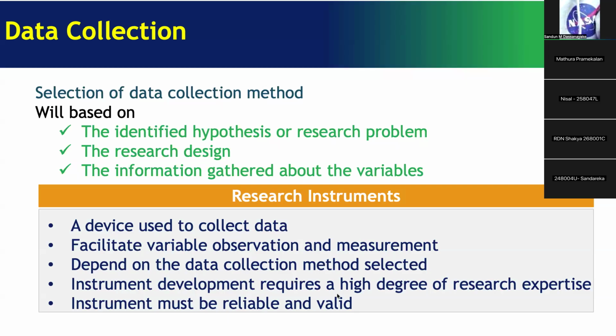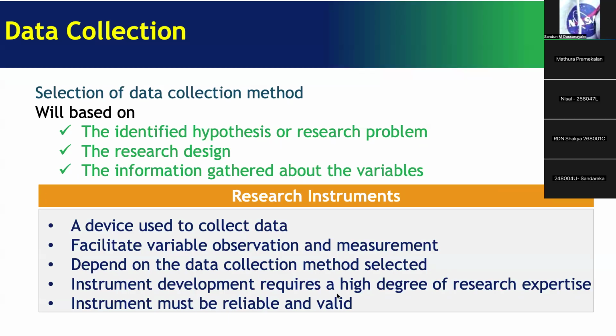So there are research instruments. We call them instruments here. When we have a lab instrument, for example, it is a lab item, an instrument. So the research instrument is a device used to collect data and facilitate variable observation and measurement, depending on the data collection method selected.